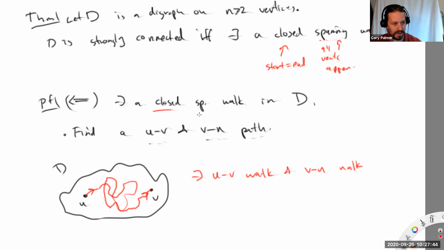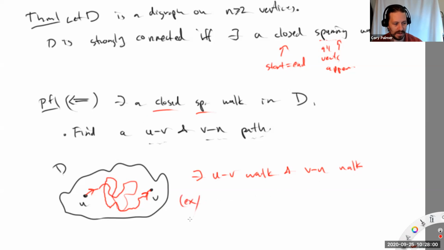It's crucial that it's closed, and it's crucial that it's spanning, right? Spanning means if I take any two vertices, they will be included in the walk. And closed means that if I start at U, I can get to V, and if I'm at V, I can get to U. If it's not closed, I might only get one direction here, okay?